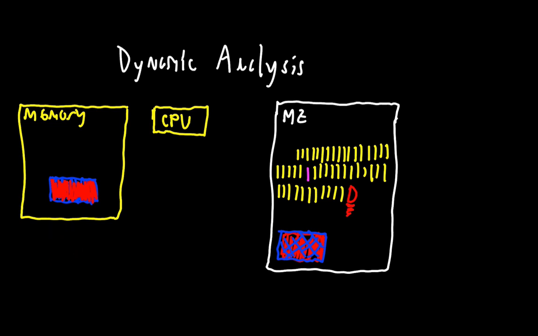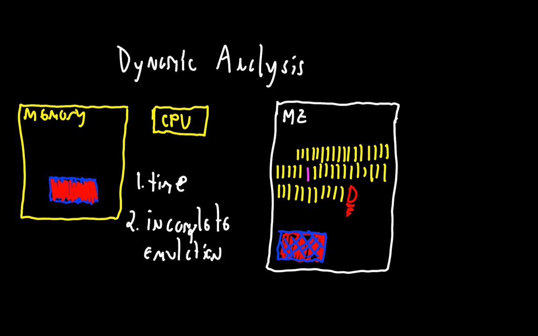Well, this dynamic analysis has two constraints that are very important. The first is time. It can only step through and emulate the binary for so long before it's got to take what it has and make a decision. The second is incomplete emulation. It's very possible that this sandbox is not able to emulate everything that your program could do, or it may emulate it in a way that is wrong and you can use to your advantage.